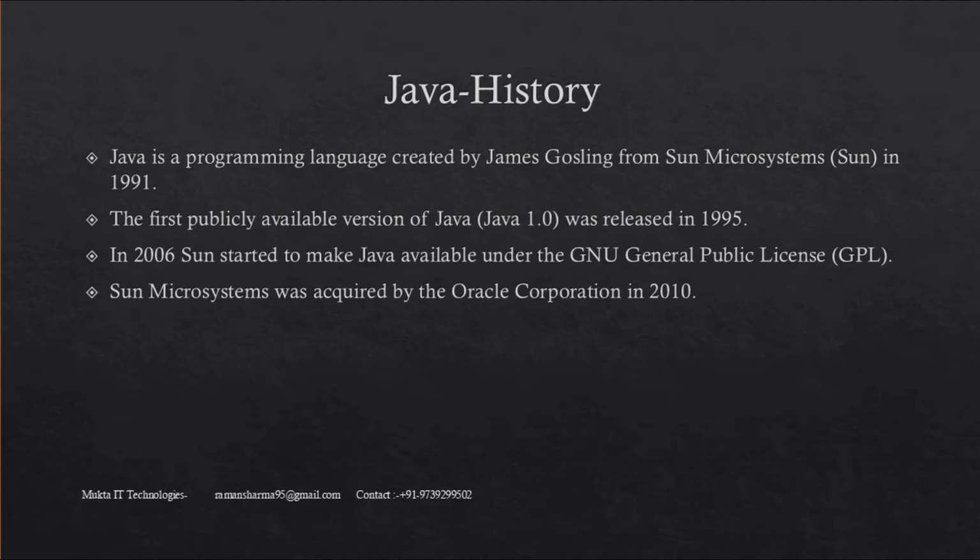In 2006, Sun started to make Java available under the GNU General Public License. The GNU General Public License is basically a copyleft, which means you need not pay any license fee. Basically, it is totally free and Java is open source as well. Sun Microsystems was acquired by Oracle in 2010. So the current owner of Java is Oracle.